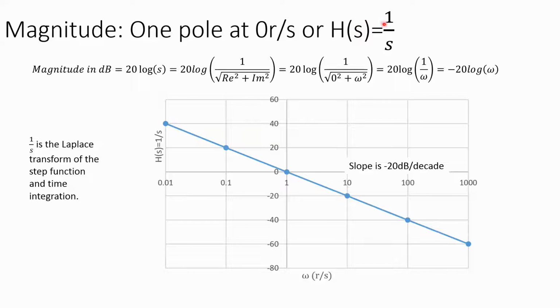Now let's look at a pole. The transfer function is 1 over s, and yes, 1 over s is the transfer function of a step function, or the Laplace transform of time integration. We go through the derivation. The real part is still 0. The imaginary part is just omega. Simplify, we have 20 log of 1 over omega, which is minus 20 log omega, and we have a line with minus 20 dB per decade.